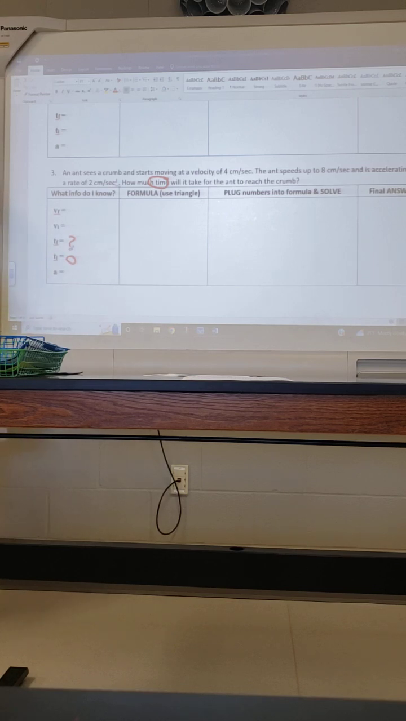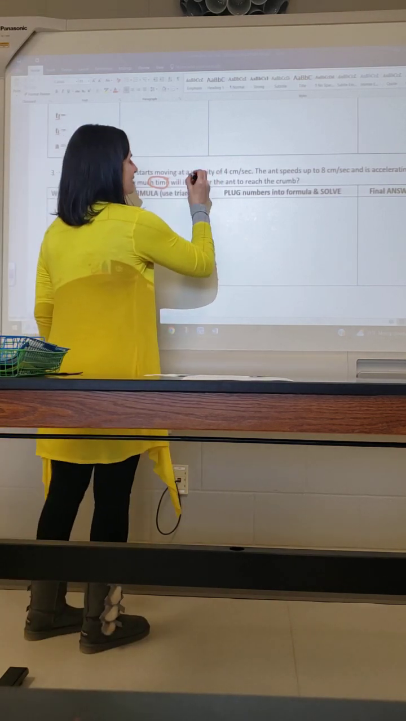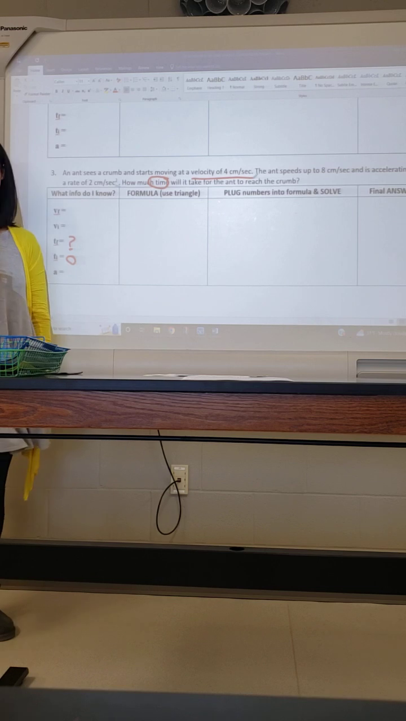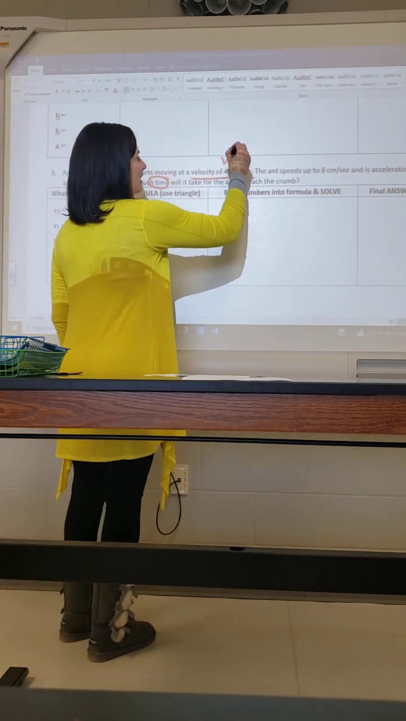All right, give me something to underline. Let's go with Andy. 4 centimeters per second. Okay, and that's a velocity, right? It says it starts moving. So is the 4 centimeters going to be your VI or your VF? What do you think? Yeah, it's going to be our initial, VI.